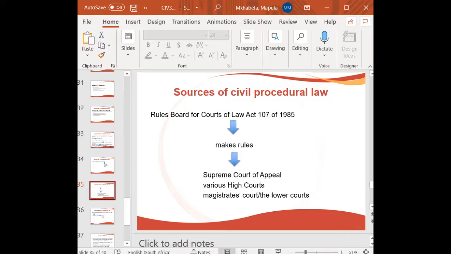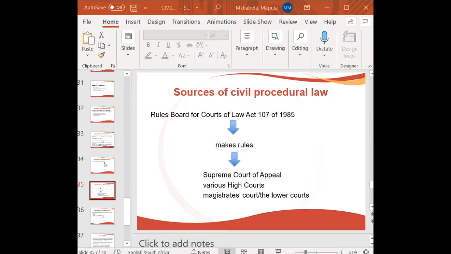Now, finally, ladies and gentlemen, we are getting to the end of this discussion. The rules of court and the competency to make rules. The background information of the important changes that occurred in 1985 is very important to understand the competency to make, amend, and repeal the rules of the superior court and the lower court.